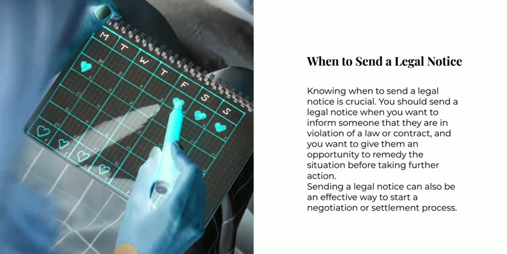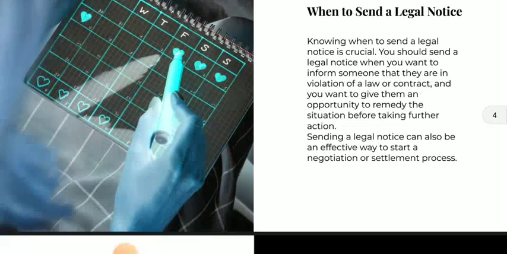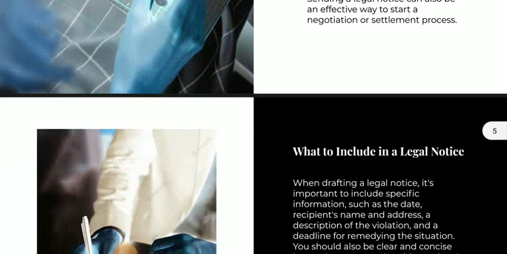When to send a legal notice? It is very essential to know when to send a legal notice to someone. Knowing when to send a legal notice is crucial. You should send a legal notice when you want to inform someone that they are in a violation of law or contract and you want to give them an opportunity to remedy the situation before taking further action. Sending a legal notice can also be an effective way to start a negotiation or settlement process. Now move to the next slide.